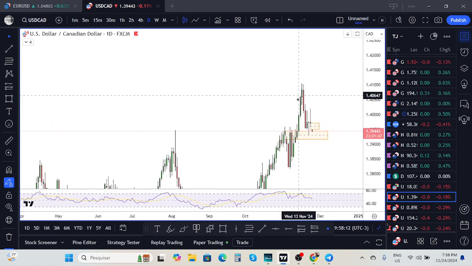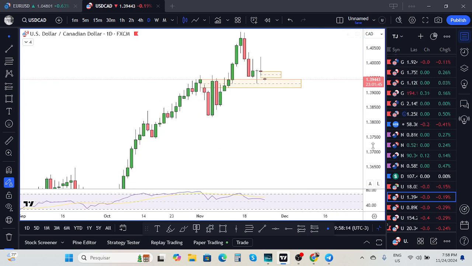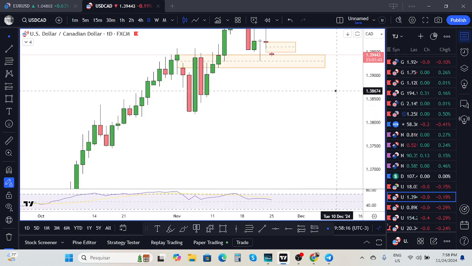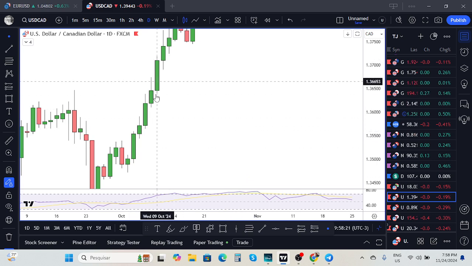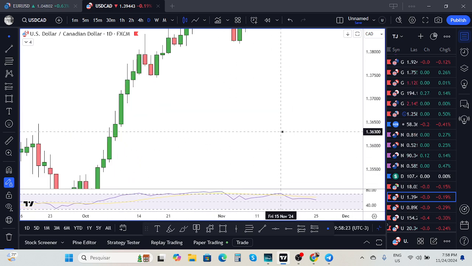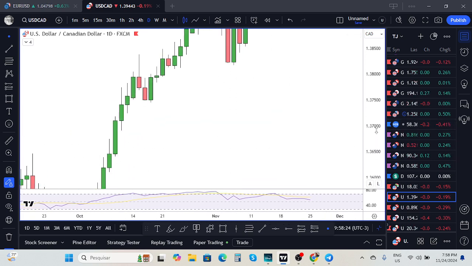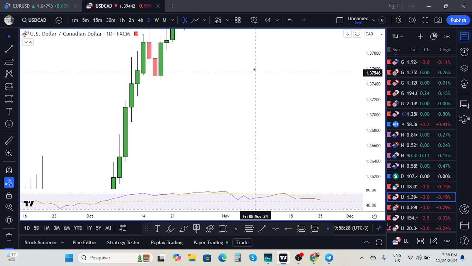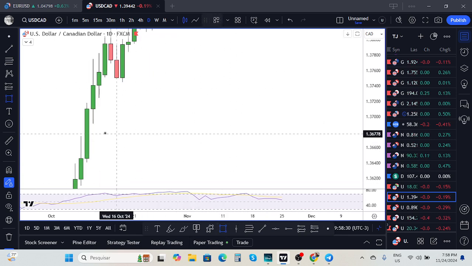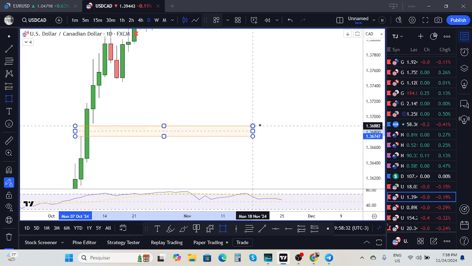So we'll see. I really don't know. I can see a lot of huge bullish candles, and I'm expecting the market to come back to a retest, because I can see clearly that we have a fair value gap area here.